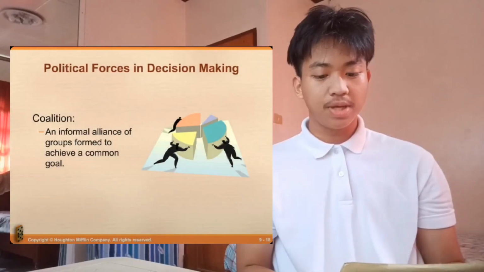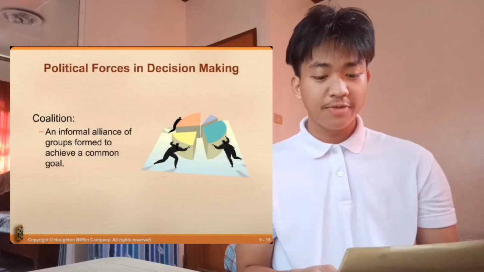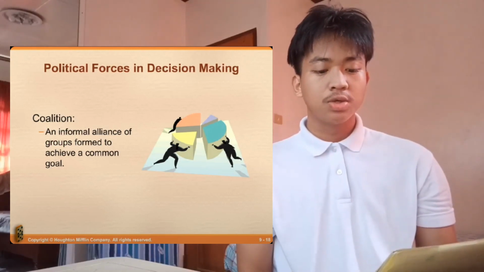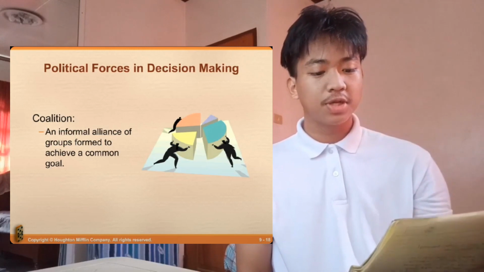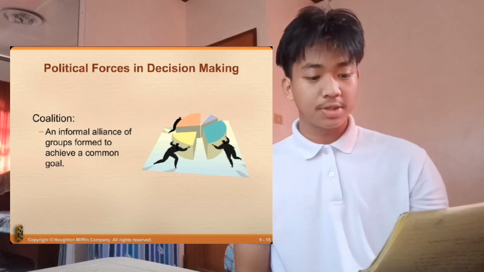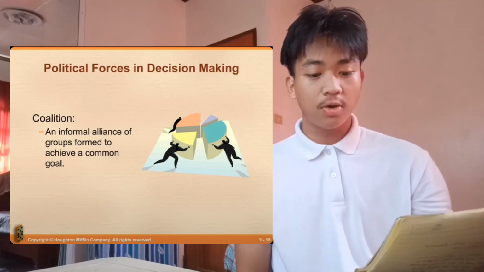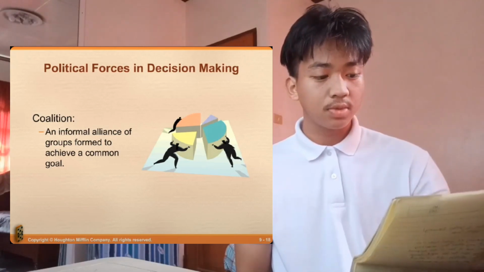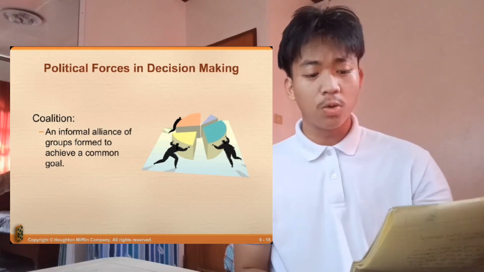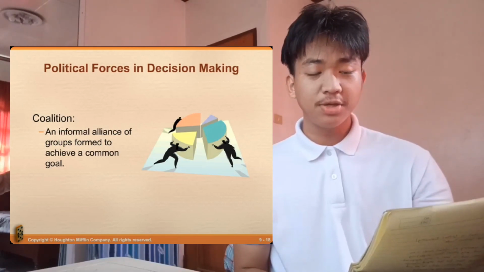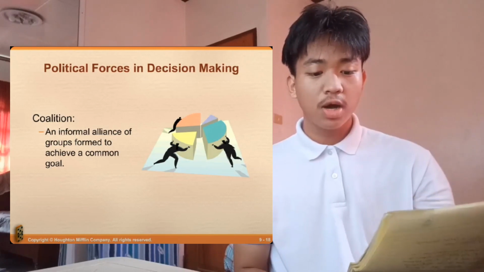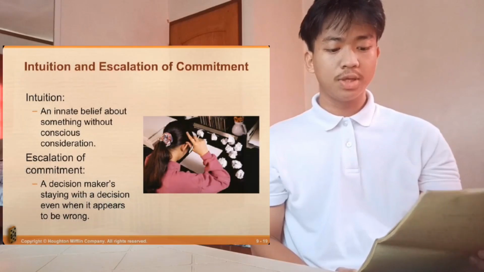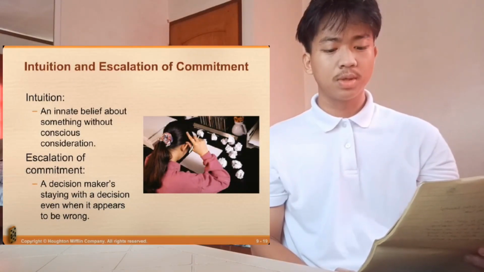Political forces and decision making. Coalition: an informal alliance of groups formed to achieve a common goal. So, what are political forces? Here in political forces is to have a decision to make a common goal, or to have one goal that we need. So, how will we obtain the goal? We need the participation of each other, or to have unity to grow what we want for our business.